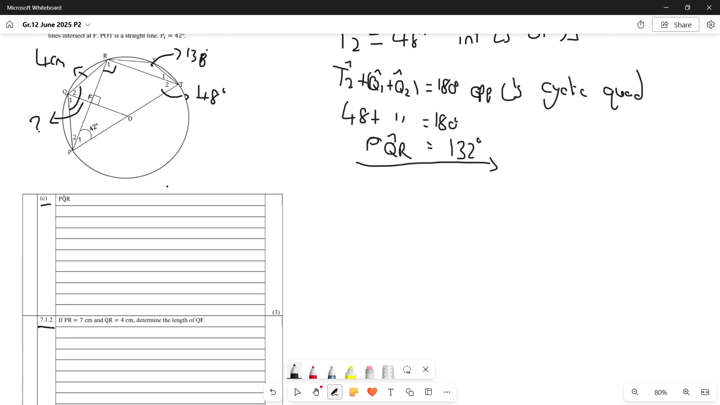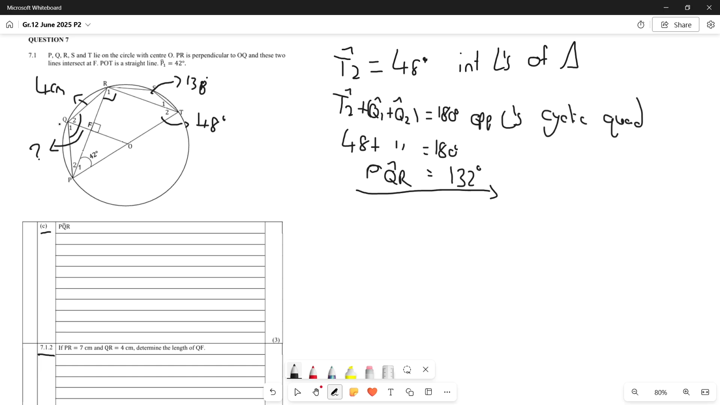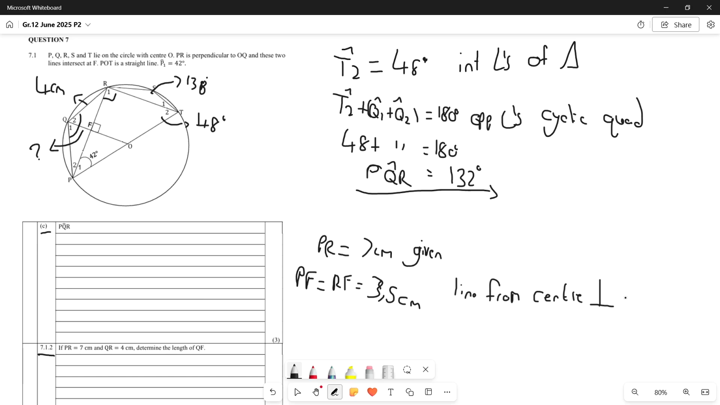So once again, this is 3 marks. What we're dealing with at this stage are the lengths of a triangle, QFR, because once we are in QFR, we can then use Pythag to calculate QF. So they've given us QR, that is 4 centimeters here, and then FR we can calculate from the fact that we know PR equals 7 centimeters. So PR equals 7 centimeters. This is given. We don't get any marks for that. But then PF equals RF equals 3.5 centimeters, because line from center perp chord. So we see that this line from the center, this radius, is perpendicular to this chord here, PR.